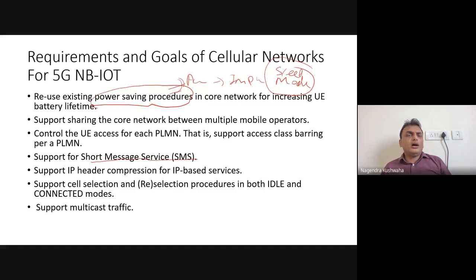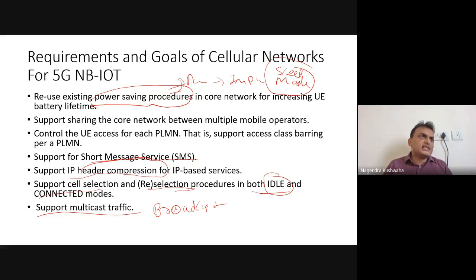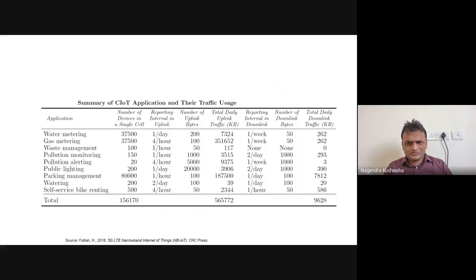It was intended to support SMS, short message service, support IP header compression, and also support reselection procedure for both idle and connected mode. I'm not going to discuss the 5G idle mode and connected mode because there is no time, otherwise I would have discussed it. And support multicast traffic, that is kind of a broadcast, but broadcast and multicast are slightly different. In multicast, the traffic is from a large number of devices, but not from all those devices which are in the vicinity, while in broadcast it is supposed to be all those devices.